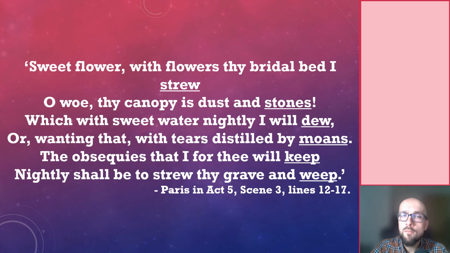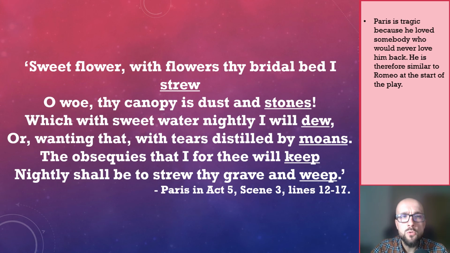Moving on, let's think about how Paris could be considered tragic because he loved somebody who would never love him back. To me, this recalls Romeo's feelings towards Rosaline at the start of the play, for the young Montague was besotted with her, even though she had no interest in him. Paris and Romeo may share some similarities then, an effect that is reinforced if you consider the poetic qualities of these lines. They possess a strong rhyme scheme, are full of romantic images, and are clearly indicative of someone who is deeply in love with someone else, as I've just discussed.